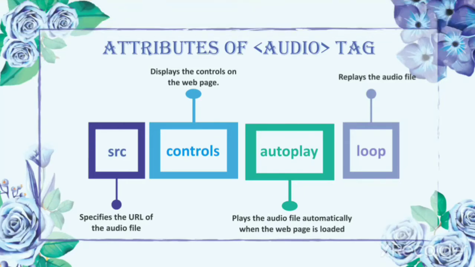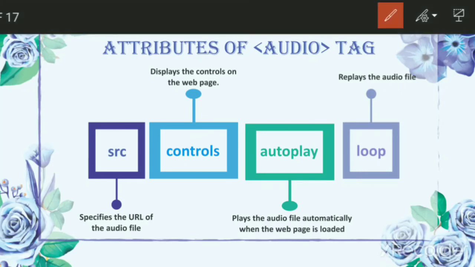first we have the source attribute. Okay, so what is the source attribute? It specifies the URL of the audio file. URL means the location. Okay, so this source defines the location where the audio file is stored in your computer. So you will give that path in the source attribute.